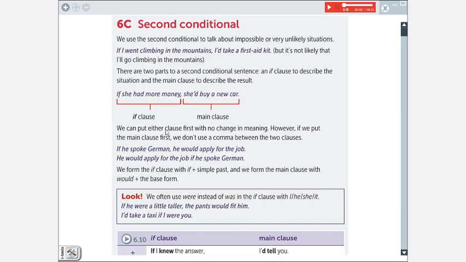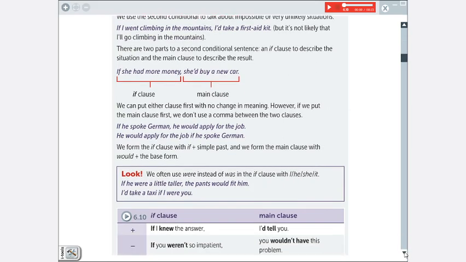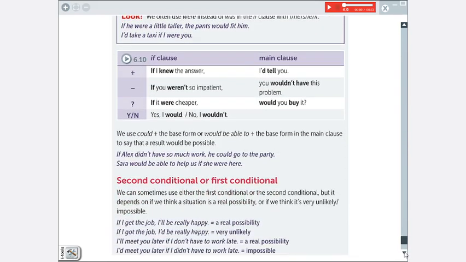We can put either clause first and not change the meaning. However, if we put the main clause first, we don't use a comma between the two clauses. This happens in the same way as we did with the first conditional. We can move the order of the clauses and the meaning of the sentence is the same. So we have to be careful about how we use the clauses.